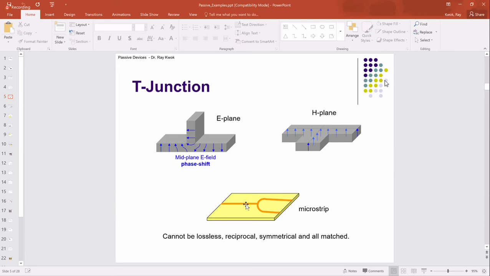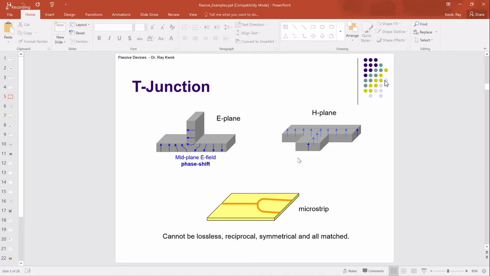T-junction or the junction. So for microstrip, for printed circuit, you have an input here, and you just connect this to output, right? That's not a good matching. It's not a good matching network. So we'll talk about how to match it later. For waveguide, you have different ways to connect it.